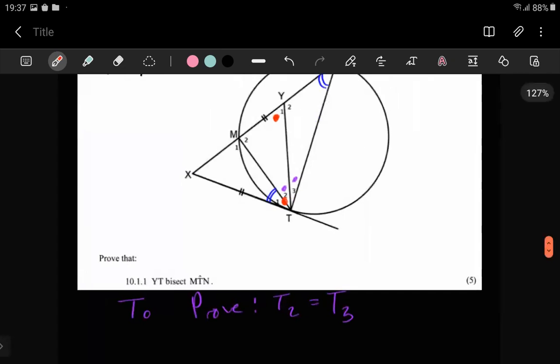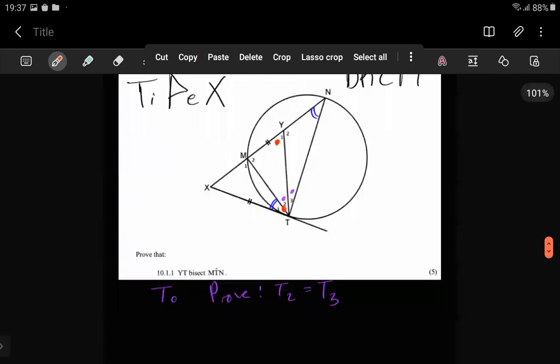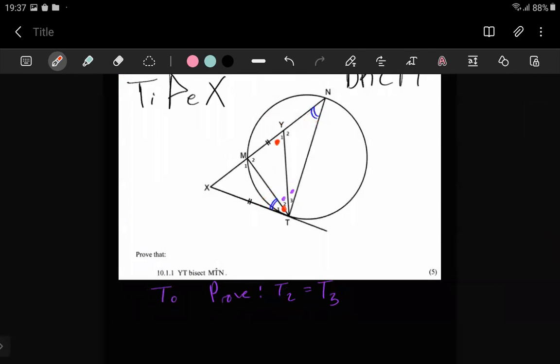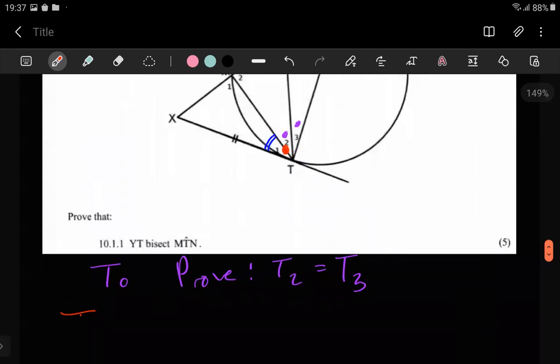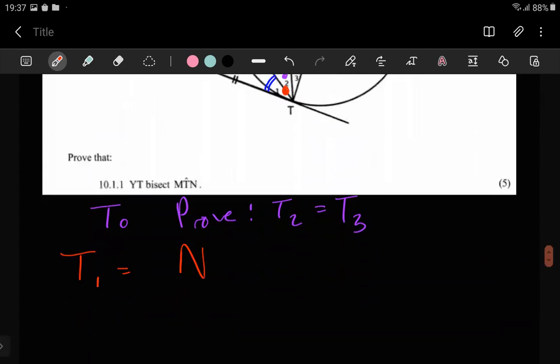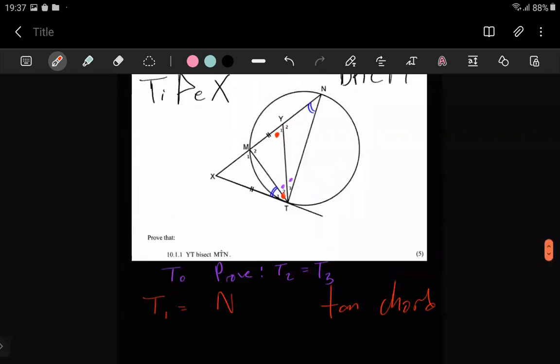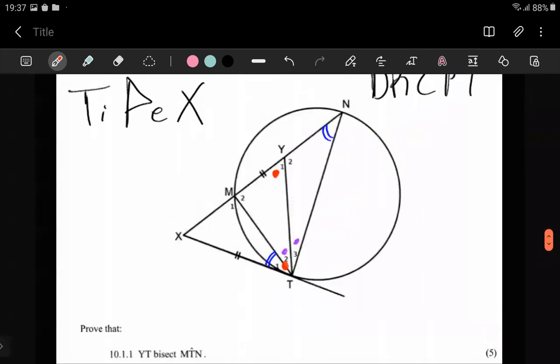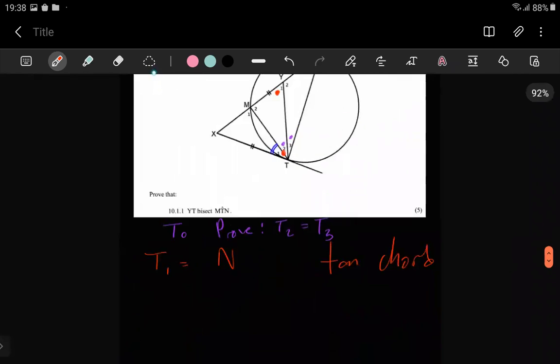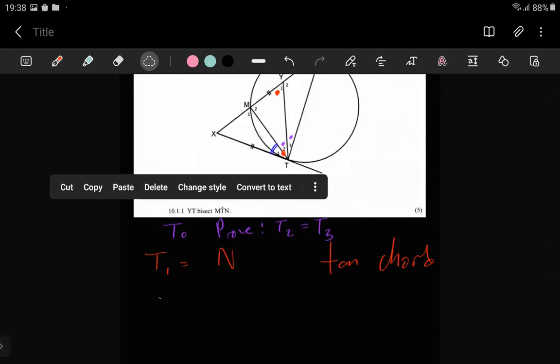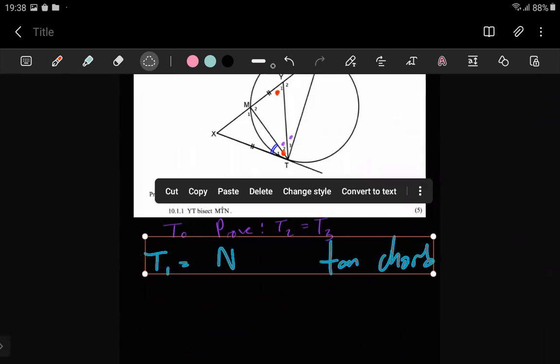So we know that T1 is equal to N. The reason there is the tan-chord theorem, so we can just write tan-chord. Because the colors that we have put on our sketch are all only in our minds, when it comes to answering the exam, you have to tell them you know those things. So T1 here, we've said it's equal to N. Let me actually color code it, the blue with the blue, the red with the red. It will help for us to say what we will be saying.